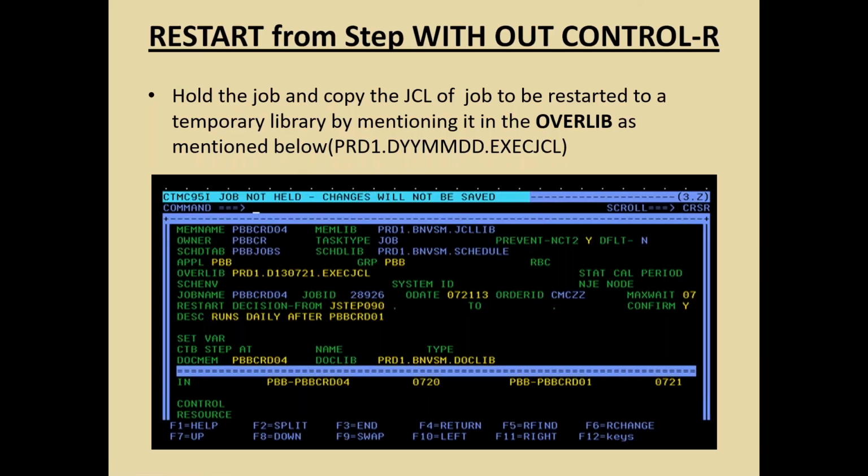Okay, now see, there is one job failed. Now the application team will tell me to do some JCL modification and restart that job. What I will do is change this override library to whatever library is required. Hold the job and copy the JCL of a job to be restarted to a temporary library by mentioning it in the override library as mentioned below. So this is the new library I am giving here.